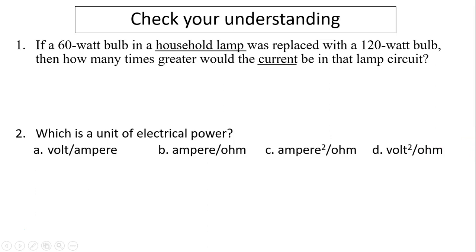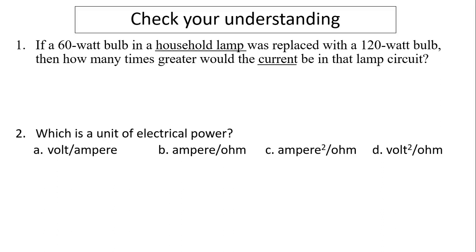Check your understanding. So a 60-watt bulb in a household lamp. A household lamp means V is constant for all kinds of light bulbs. It was replaced with a 120-watt light bulb. Then how many times greater would the current be in that lamp circuit? So this is V. In this relationship, you're trying to find a current.